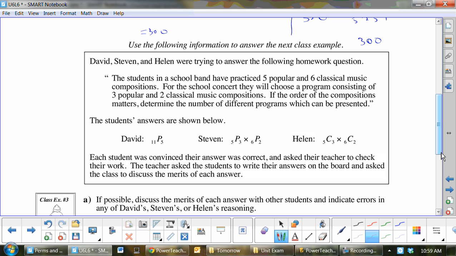Okay, so David answered it 11P5. Stephen said 5P3 times 6P2. Helen thought it was 5 choose 3 times 6 choose 2. So which one would you think is right? Stephen?